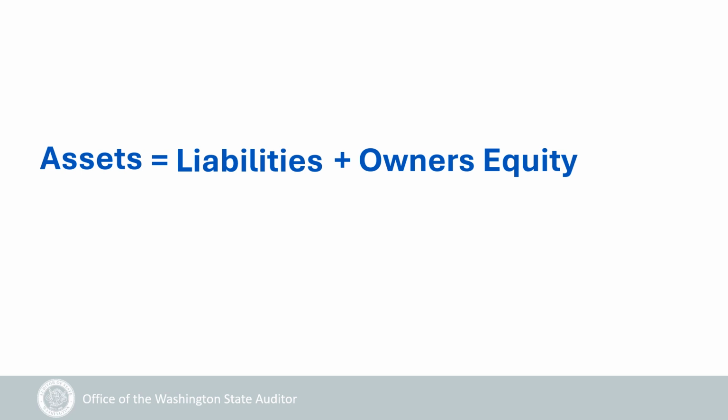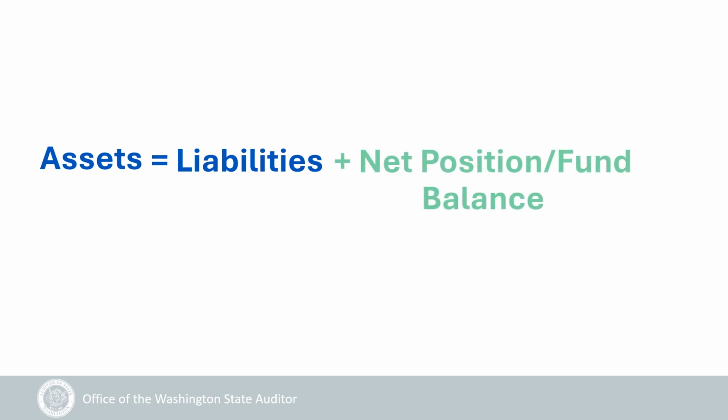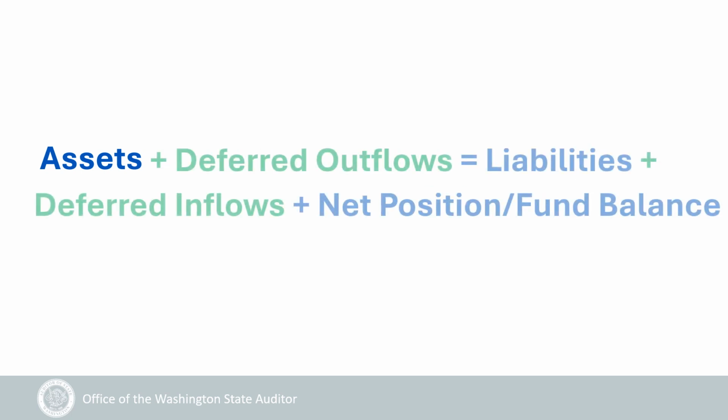Let's start with the classic accounting equation of assets equals liabilities plus owner's equity. Let's replace owner's equity with net position and fund balance since we have no owners in government. Next, we are going to add those additional accounts, the deferred outflows and deferred inflows. Now our final equation is assets plus deferred outflows equals liabilities plus deferred inflows plus net position and fund balance. So what are each of these accounts? Let's look at each one a little closer.